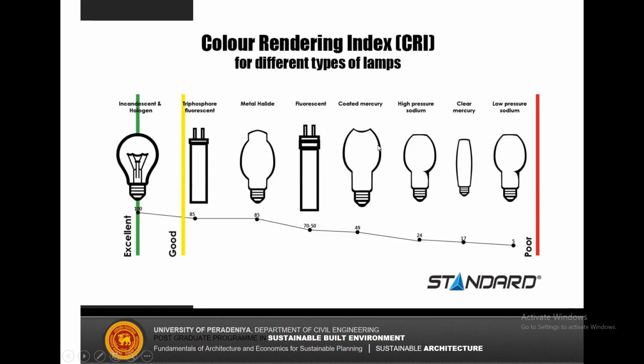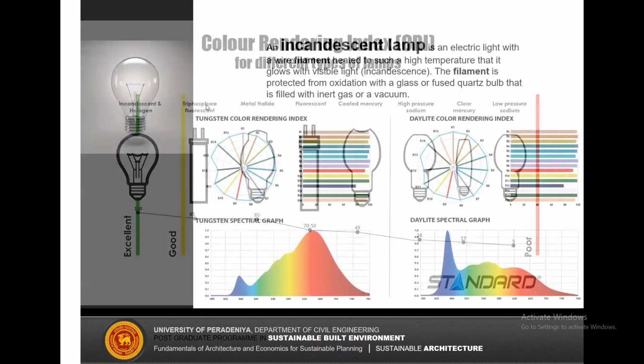Then coated mercury lamps have a little bit better color rendering index than normal mercury lamps. Then high pressure sodium, then clear mercury is 17, and the low pressure sodium lamps have a very poor color rendering index. So just have a general understanding about these bulbs that are available in the market.